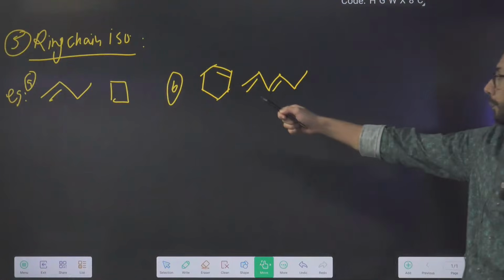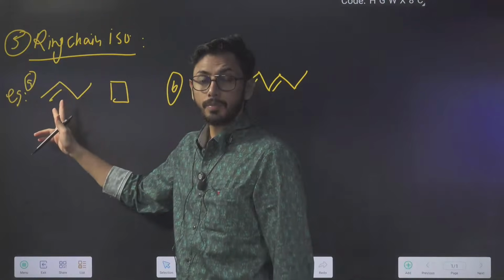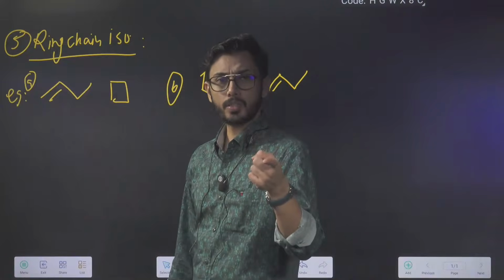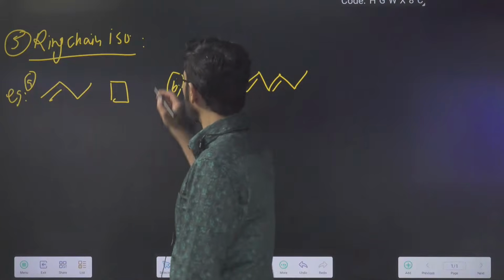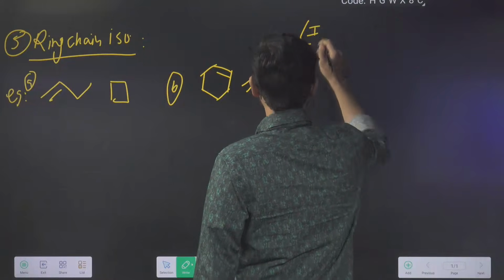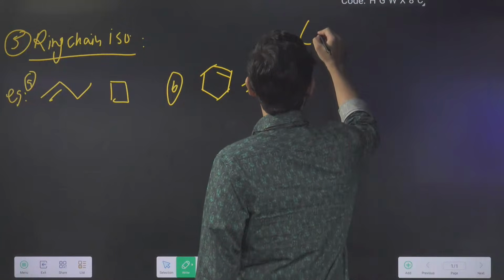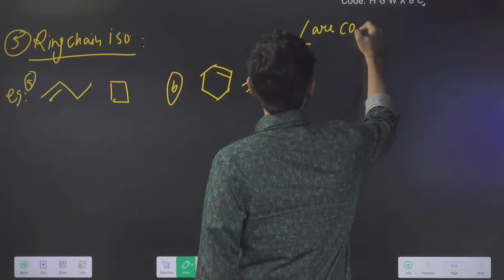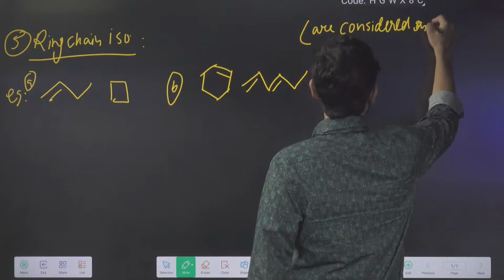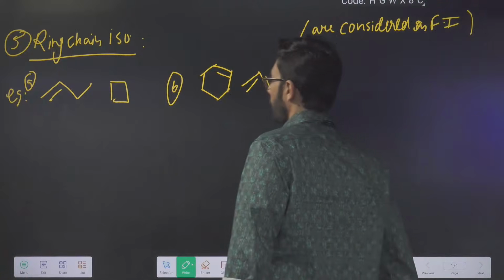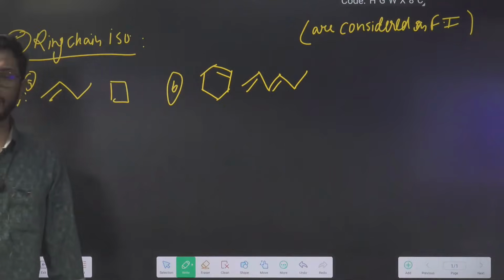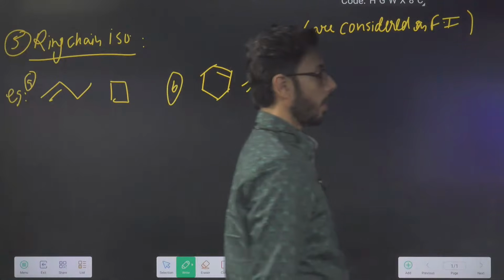For example, these two. 4 carbon, 4 carbon. DU same means formula, hydrogen same. One is an open chain structure, the other is a cyclic structure, and in brackets you can mention in the definition that they are considered as functional isomers. If ring chain is not given, then we will mark them as functional isomers.